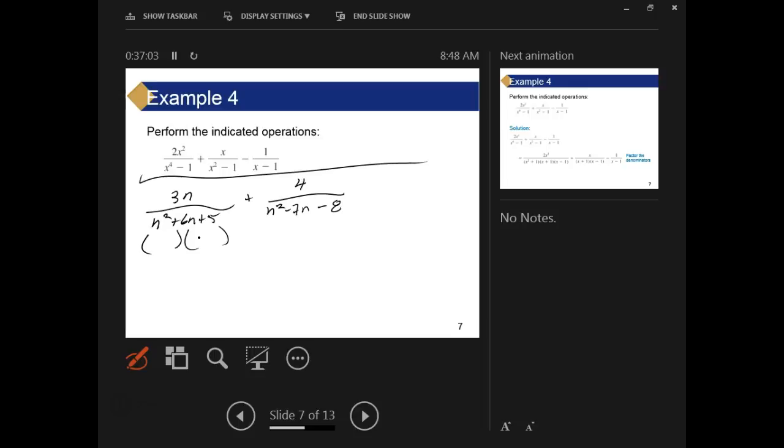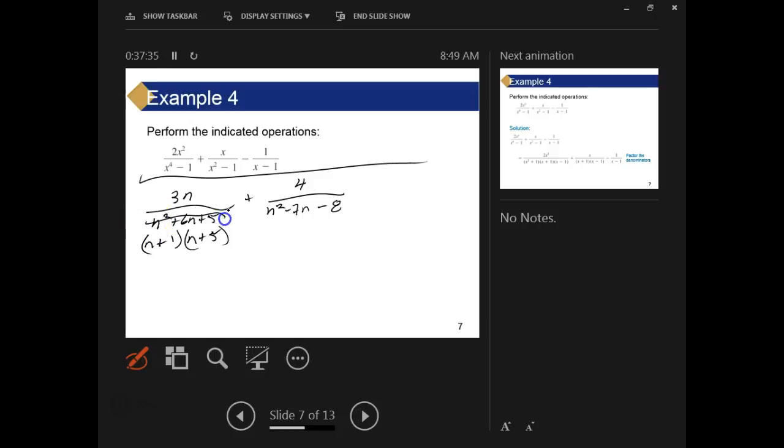The denominators. Is that first one factorable? Don't know. Let's try it. What would be the first terms? N times n. And what do you say? N plus 1 times n plus 5. That sure looks like it should work. Let's check it and see. N times n is n squared, plus 5n plus 1n is plus 6n, plus 5. Yes, that works. Okay? So we factored that one correctly.